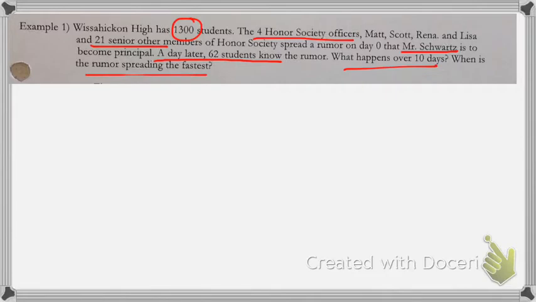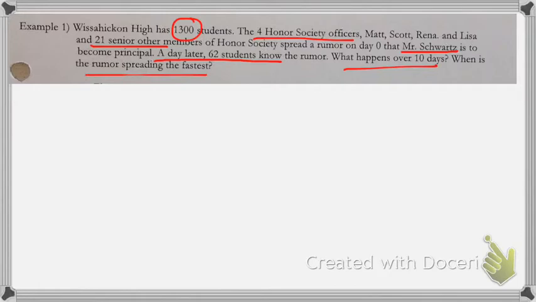So first of all, it doesn't tell you it's logistic. Most of the time it would say write a logistic equation, but I'm telling you when it's talking about rumors, it's logistic. One of the reasons you know when an equation is logistic is when you're trying to do something and you can't get more than an amount. For example, when this rumor is spread, more than 1,300 students at this high school can't know the rumor because there's only 1,300 students at the high school. So that's kind of the tricky part here.